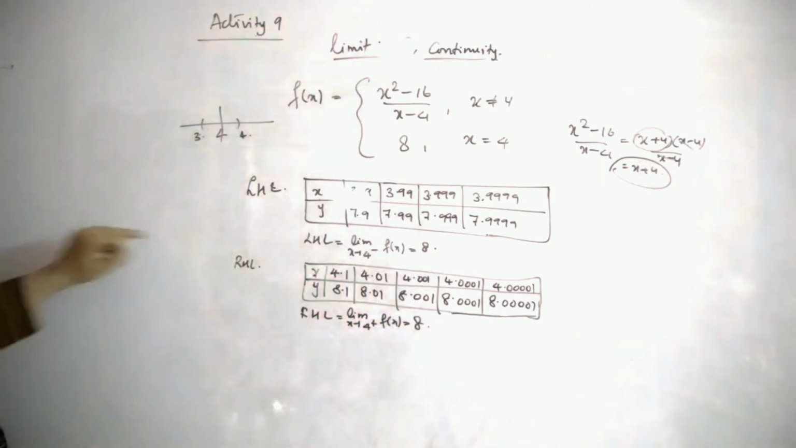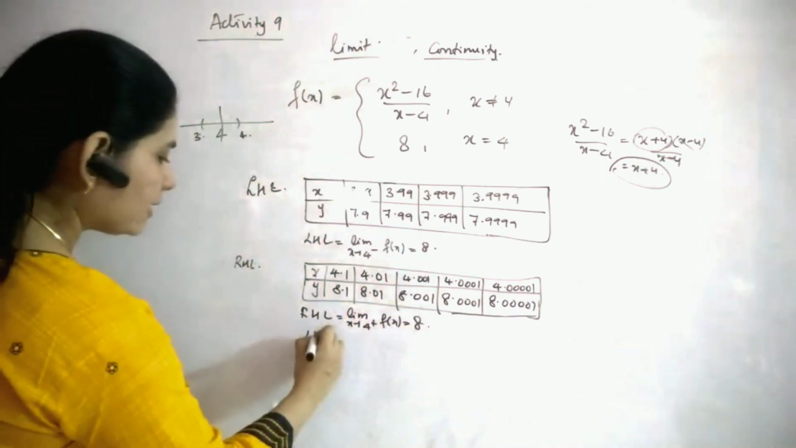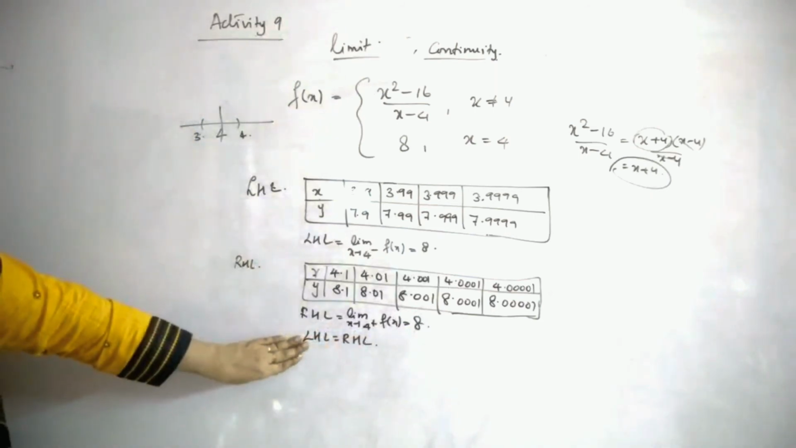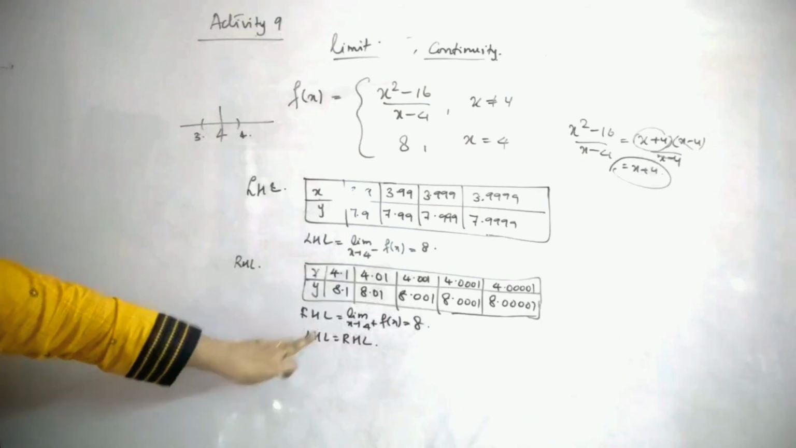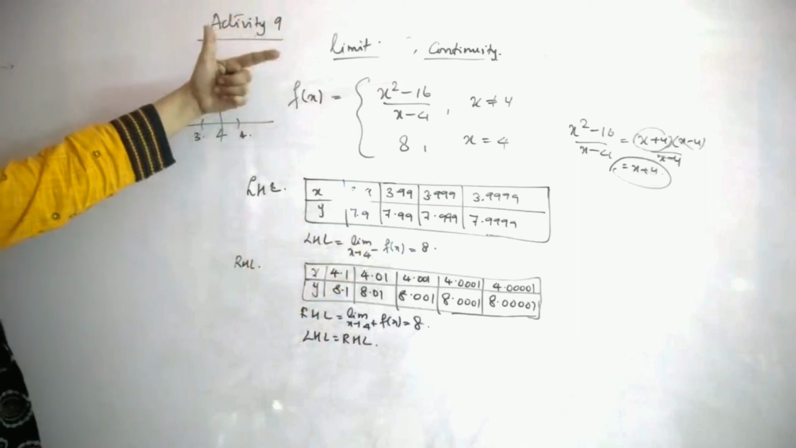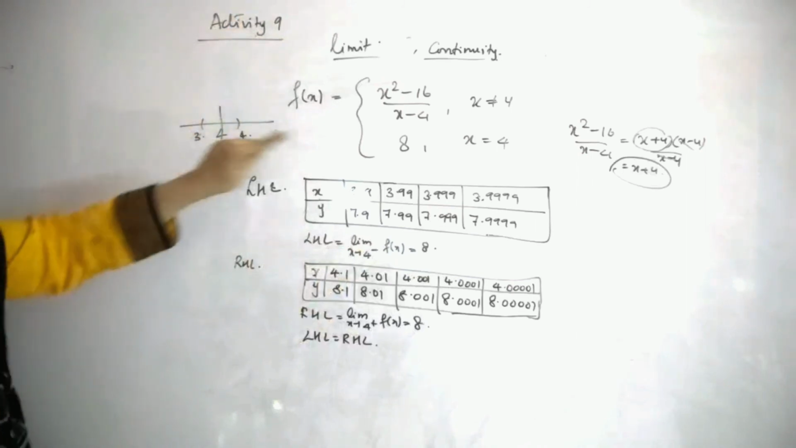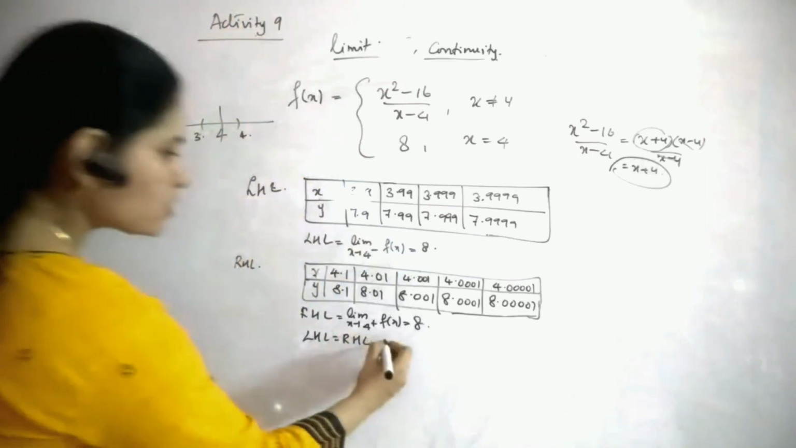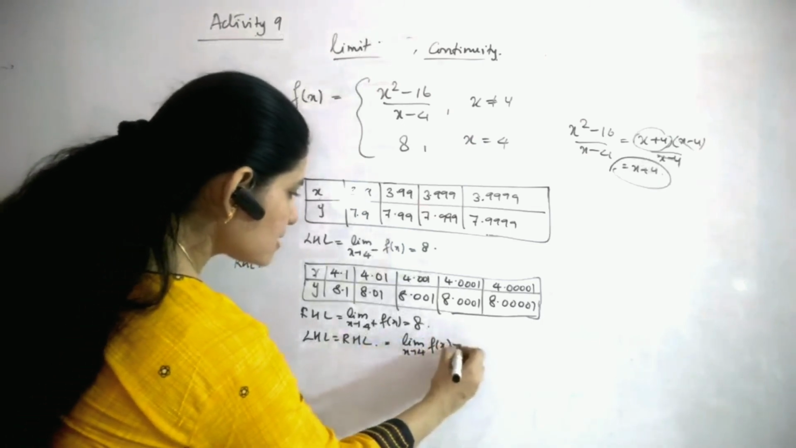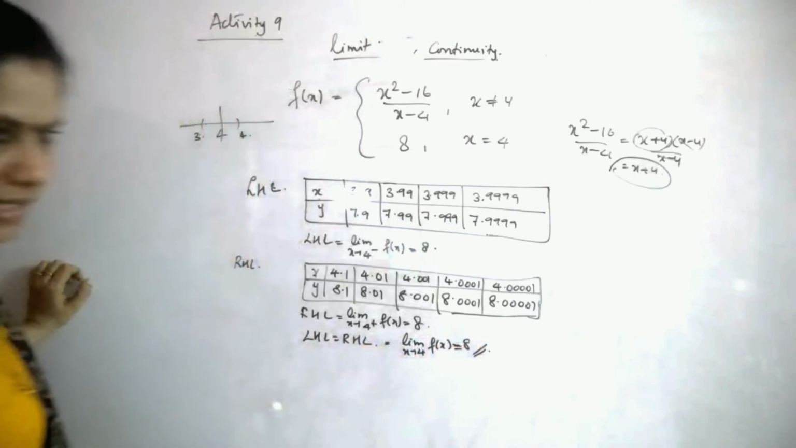So what you are getting is left hand limit equal to right hand limit. So the limit exists. What does this show? The limit exists and its value is 8. Now we have to check for the continuity. For continuity, one more step is there, that is at the point, you should get the same value. So here you can say that limit as x tends to 4 of f of x exists and its value is 8.